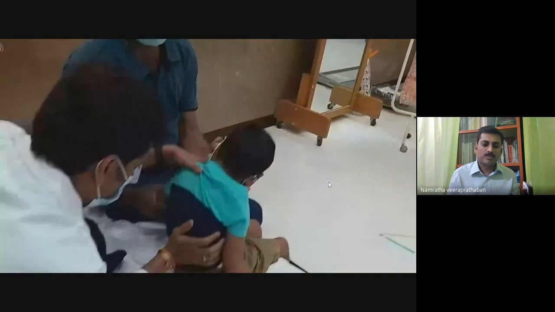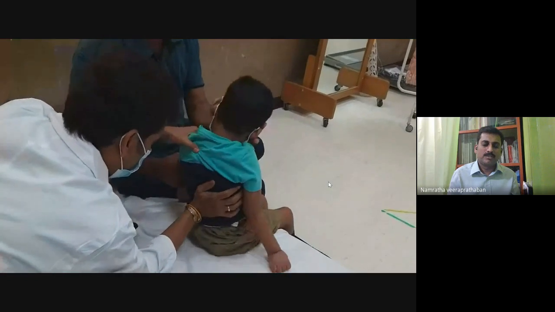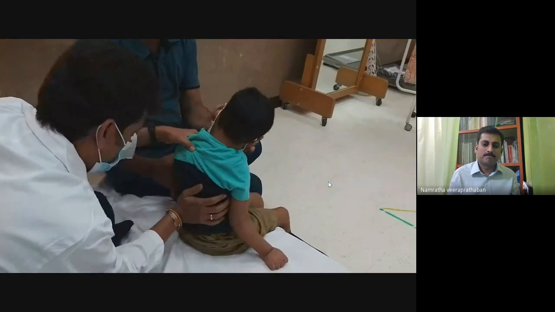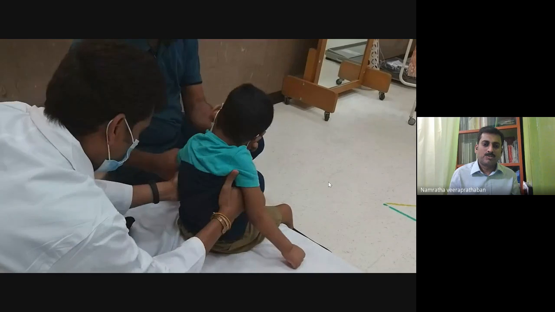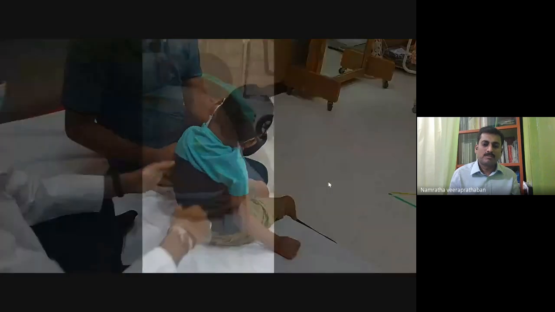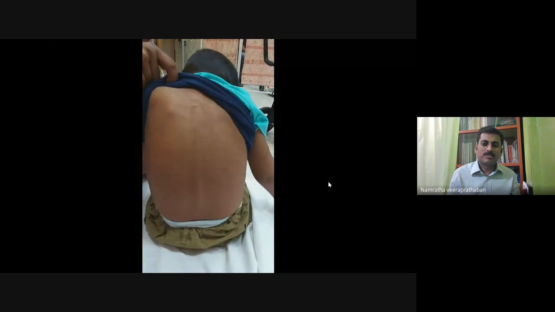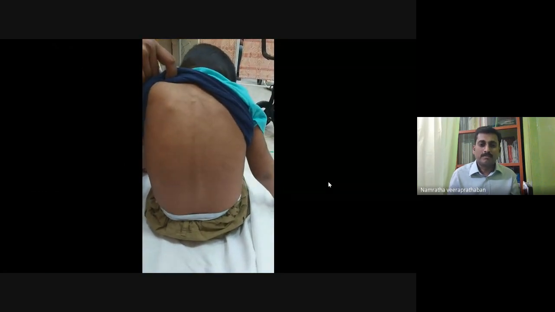I'm going along the course of the spine. Is it flexible? Yes, it looks like yes. Is the scoliosis flexible? Yes. Look at the spine now. This is just typical asymmetry of the spine.